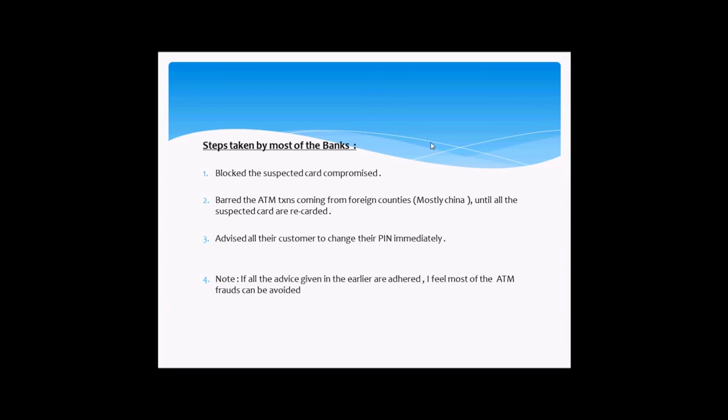Now I am coming to the last slide, wherein are the steps taken by most of the banks. Based on my knowledge, all the banks have blocked the suspected card range. Some of the banks have barred ATM transactions coming from foreign countries, mostly China, until all the suspected cards are re-carded. So on the safer side, they are blocking foreign transactions, mostly from China, before giving the re-card for the compromised card. And they have advised all their customers to change their PIN immediately. This is an advisory given by the banks to all the customers to avoid any further fraud.